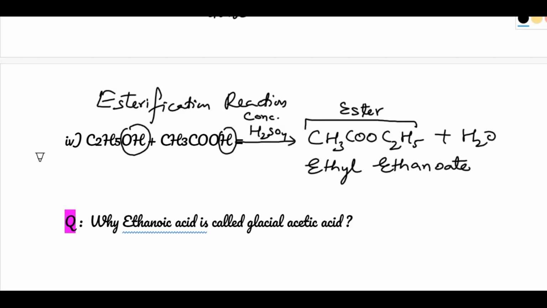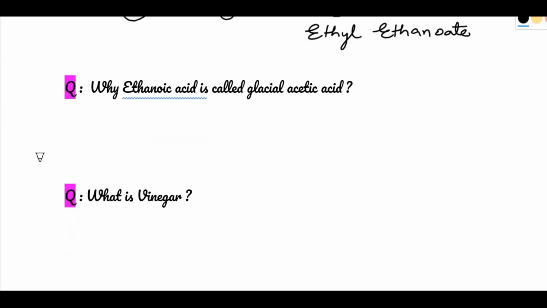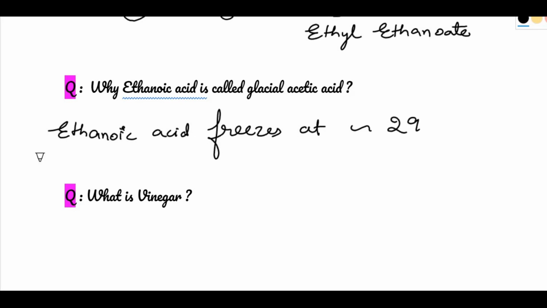Okay. Coming to the next question, why is ethanoic acid called glacial acetic acid? Because ethanoic acid freezes at approximately 290 degrees Kelvin. So it is called glacial acetic acid.